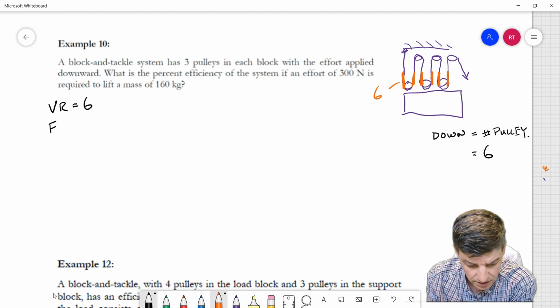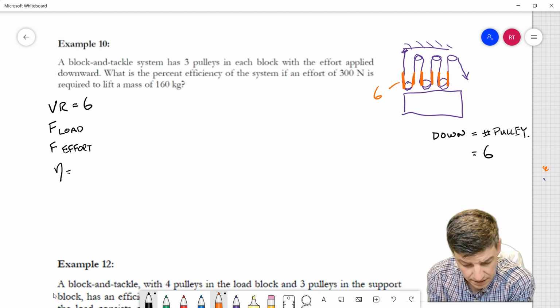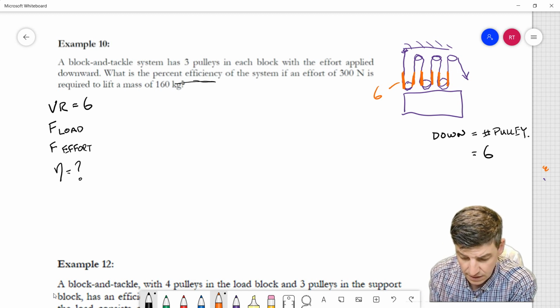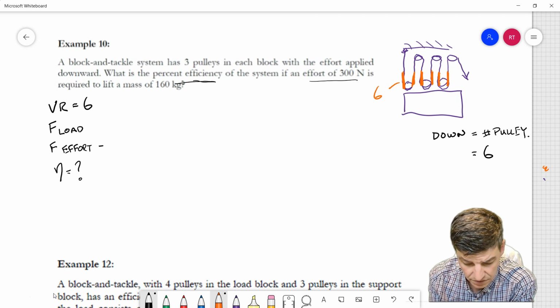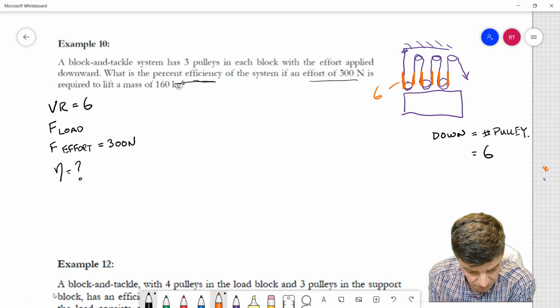The force of my load, I'm going to need force of an effort, and I'm trying to find an efficiency. Okay, so find the efficiency given an effort of 300 newtons, required to lift a mass of 160 kilograms. Okay, so got to be careful here. What I've been given is a mass of 160 kilograms.